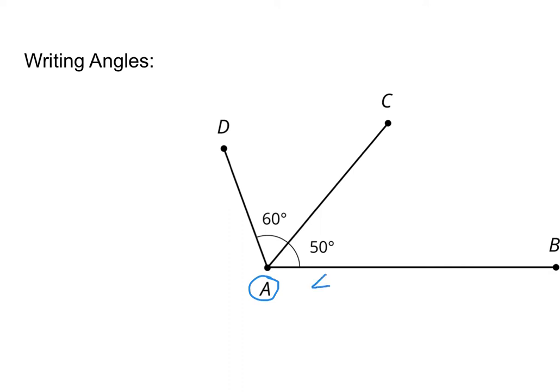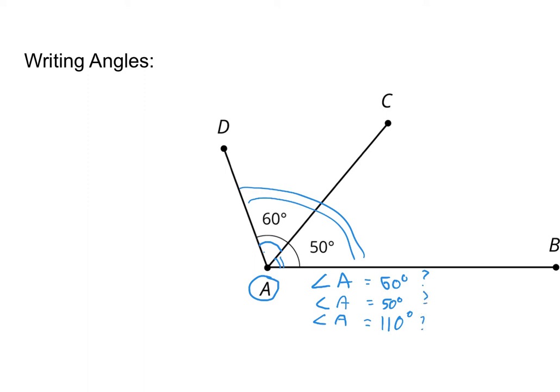Here's the symbol for angle. It looks a lot like less than, but that's angle. Angle A could be this angle right here. It could be 60 degrees. Angle A could be, I'm going to put a question mark there, this one right here. It could be 50 degrees. Angle A could be this whole angle. So it could be 90 degrees. Oops, I can totally add. It could be 110 degrees.